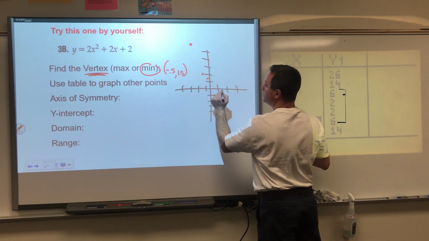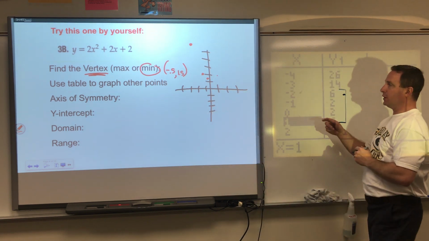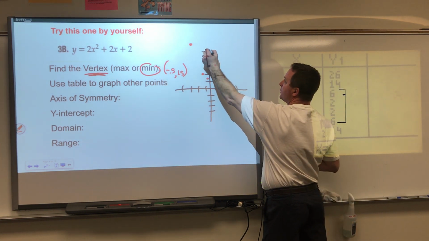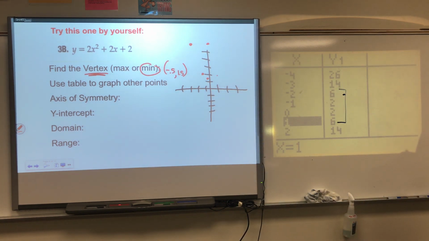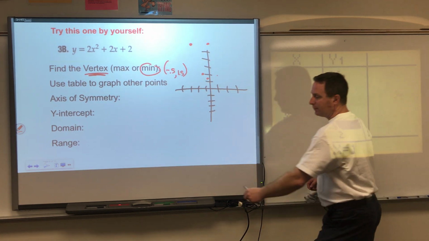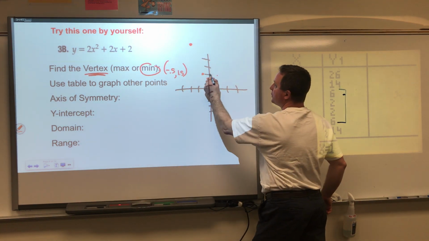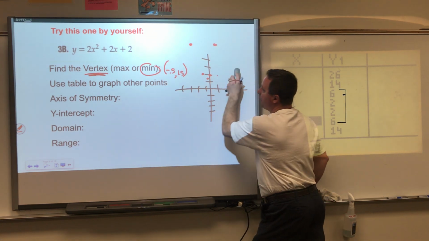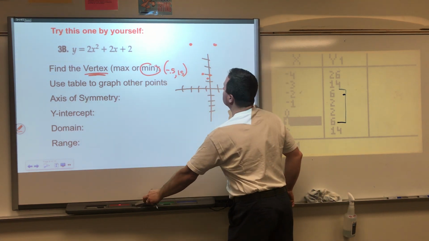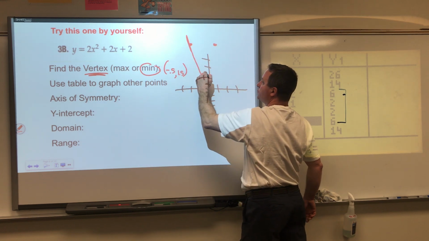Sorry, 0, 6, my bad. 0, 6 is way up here. No, wrong one. 0, 2, shoot. Couldn't read it. Over 0 up 2, and then over 1 up 6. So that's what my graph looks like right there. And then again, I can connect it with a nice little curve.